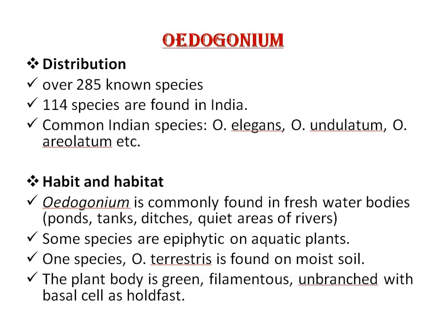Oedogonium is a freshwater alga, as I already told you, found in freshwater bodies like ponds, tanks, ditches, and quiet areas of rivers. Some species are epiphytic on aquatic plants, while one species, Oedogonium terrestris, is found on moist soil. The plant body is thalloid, green, filamentous, unbranched, with a basal cell as holdfast, which attaches the plant to the substratum.